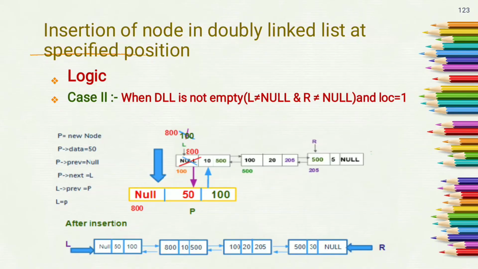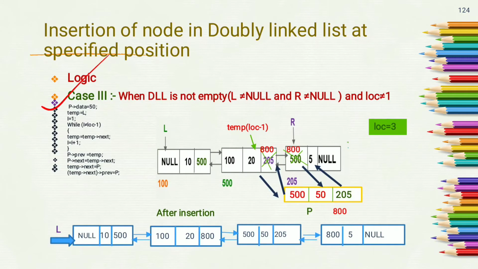So after insertion the doubly linked list becomes: the first node is 50, the second node has value 10, the third node has value 20, and the fourth node has 5. Please correct it, this is 5. So this is the case when the doubly linked list is not empty and location equals 1.